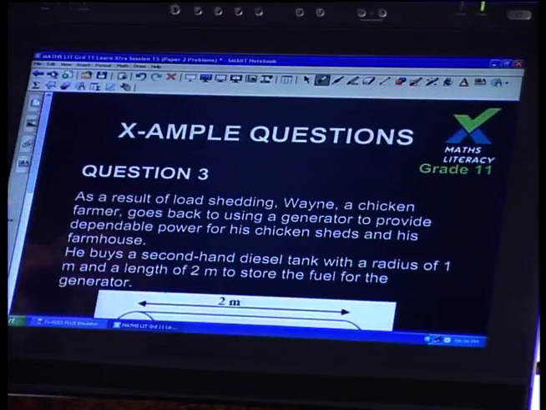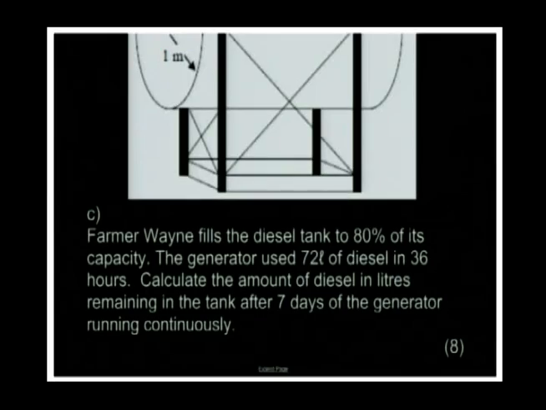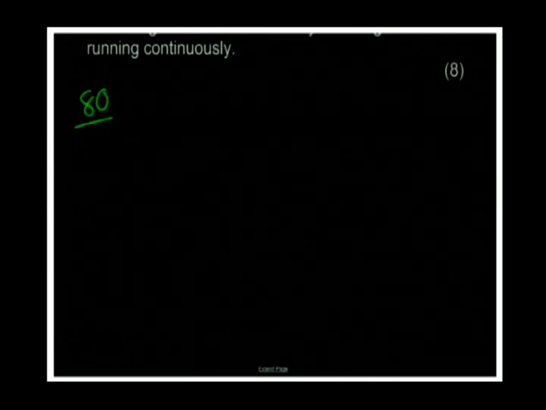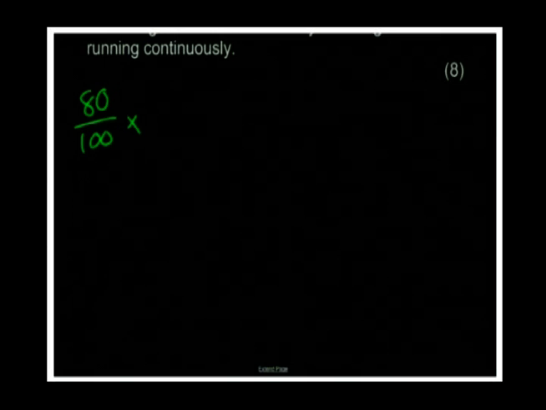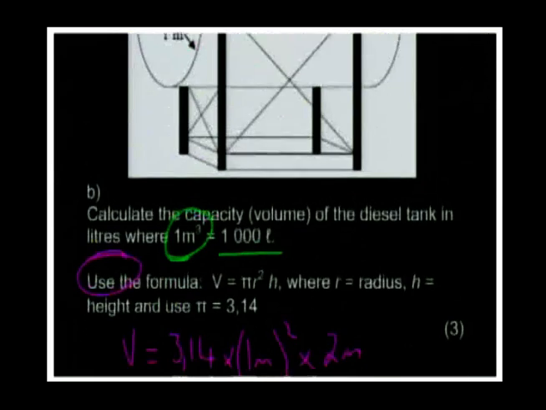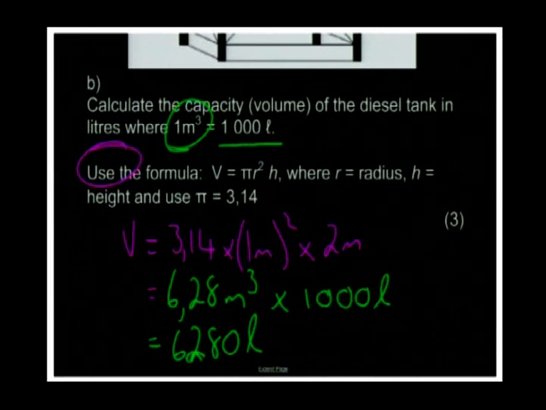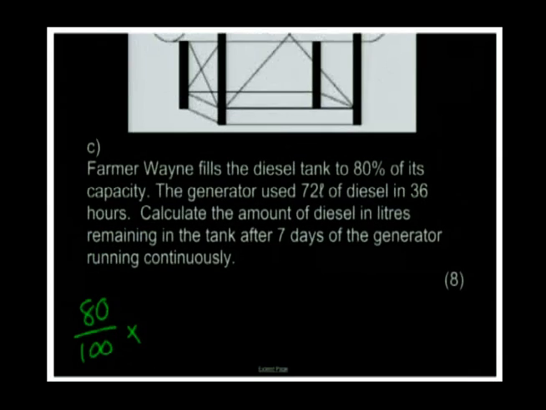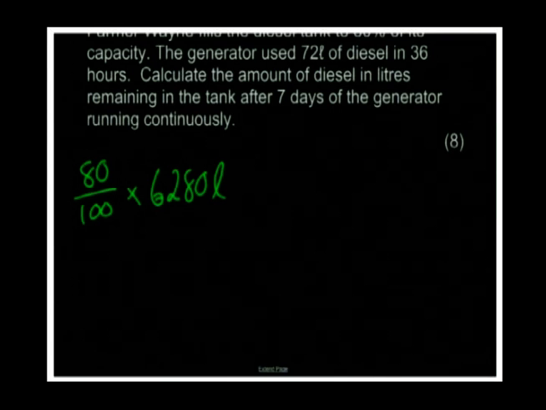Let's move on. There's another question, and this says, Farmer Wayne fills the diesel tank to 80% of its capacity. So Farmer Wayne doesn't want to fill this tank right up to the brim. He's only filling it 80%. So before we go any further, let's work that out. What is 80% of the full tank? Do you remember what the full tank was? The full tank was 6,280 liters. So 80% of 6,280 liters.